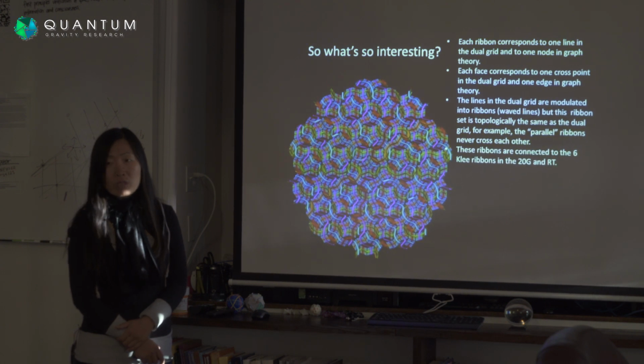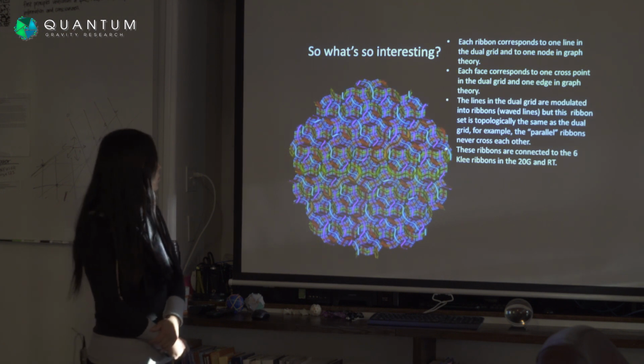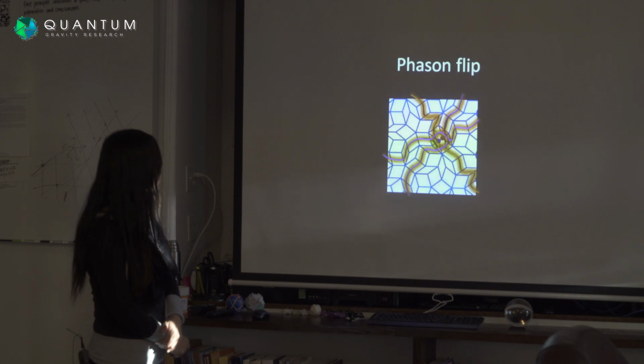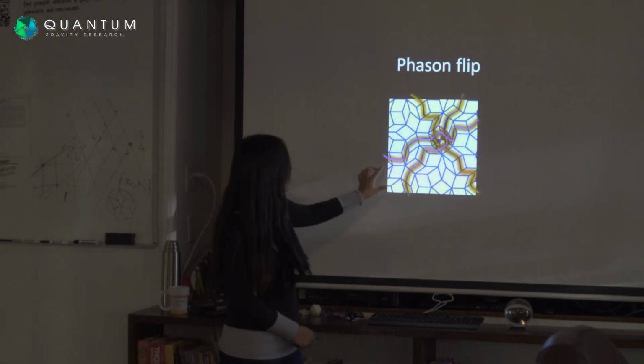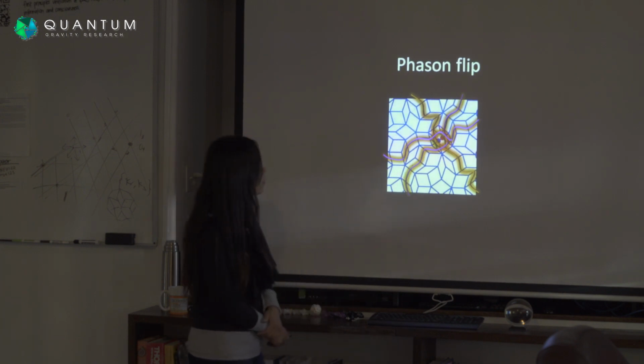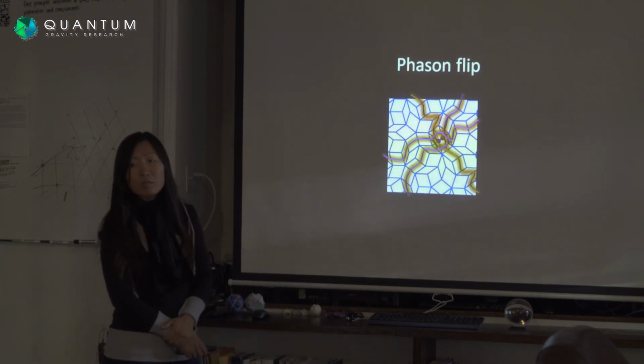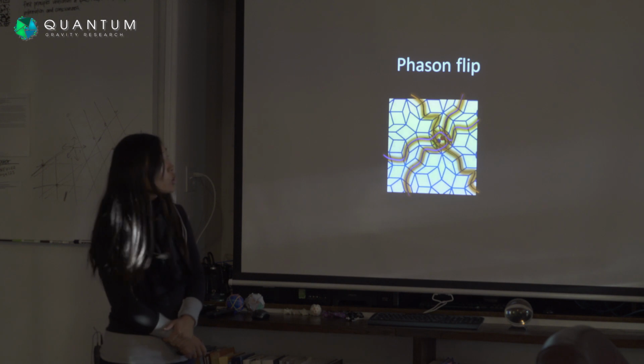No, they don't. They never. Really? Even after the flip, the ribbons never cross each other? No. But if there were multiple flips, my guess would be the ribbon should cross, right? Because it propagates.